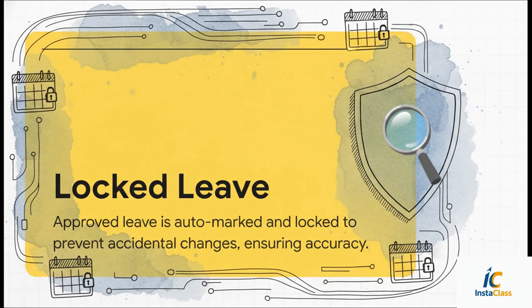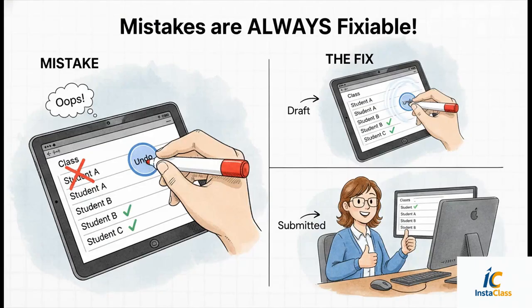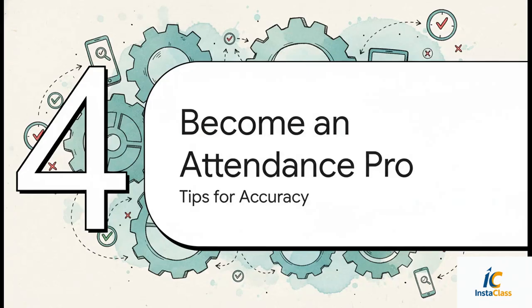You're also going to see something called a locked leave. Now, this isn't a restriction, it's actually a feature designed to help you out. When a parent gets a leave approved through the right channels, the system automatically marks it on your sheet and locks it. This just prevents you from accidentally marking that student present. It's basically an error-proof system. So what happens if you click the wrong button? Hey, don't worry about it. If your attendance sheet is still in draft mode, you can just edit it and resave. Super simple. If you've already hit submit, your school administrator can easily help you make the correction. It is always fixable.